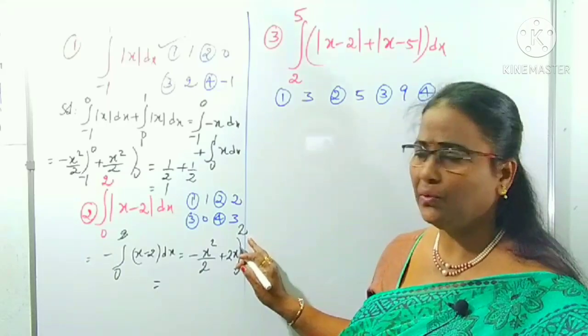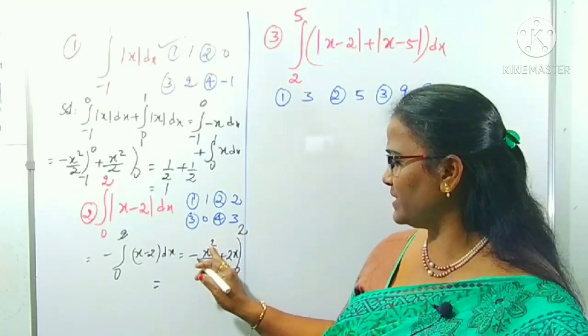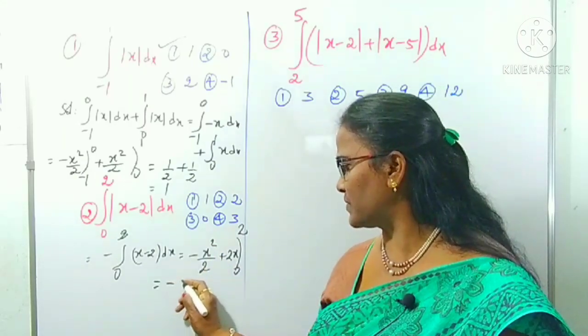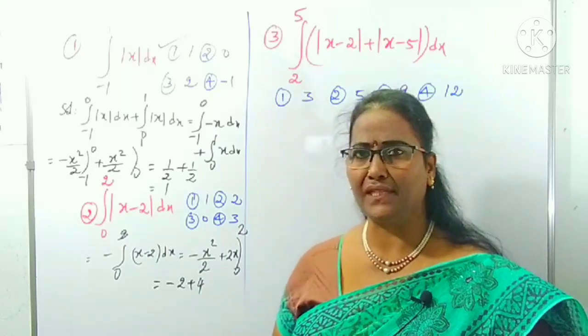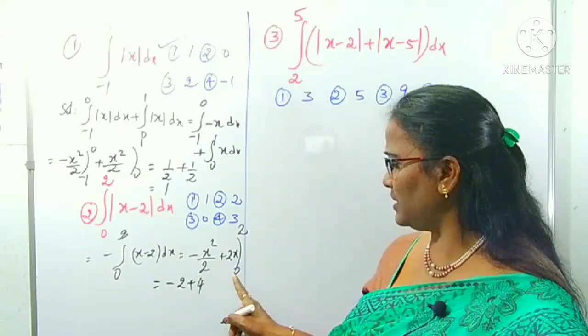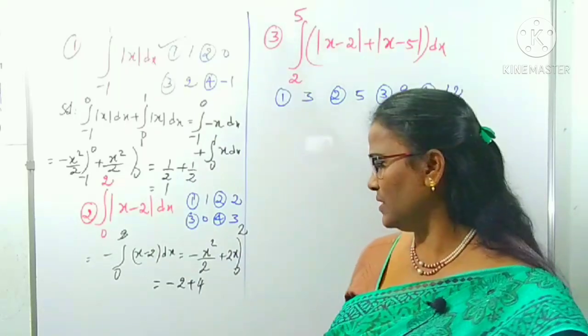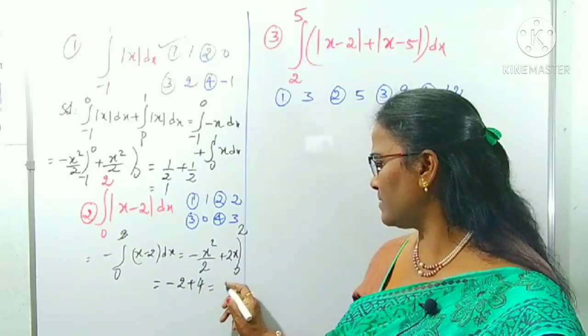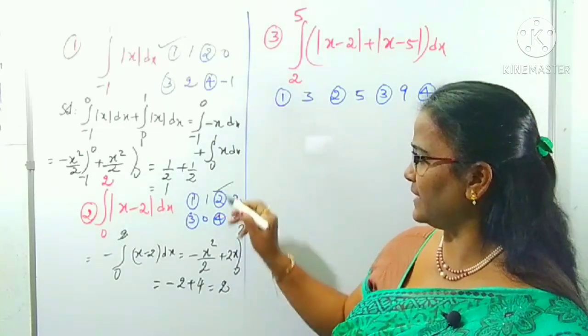Here the upper limit is 2, and the lower limit is 0. 2 square is 4, 4 by 2 is 2, with minus 2, plus 2 into 2, 4. This contains only the upper limit. What about the lower limit? It is 0, here also 0. That's the lower limit, it becomes 0. It is minus 2 plus 4, how much? Plus 2. Which option is the correct one? It is clearly the second option.